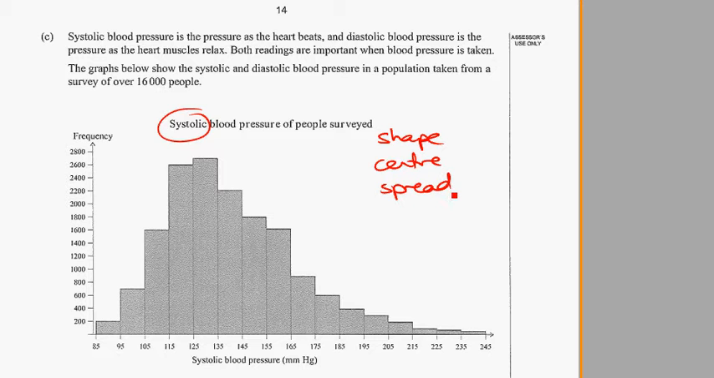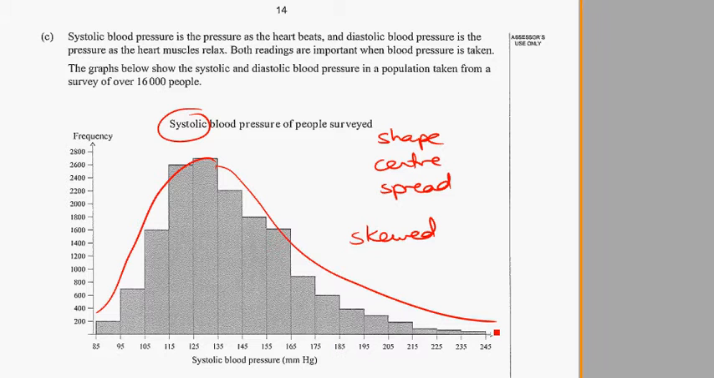the three things we look at when we're comparing a distribution, I can see that this one would definitely be skewed to the higher values of blood pressure. For the spread, I notice that the range goes from 85 up to 245, which is a range of 160.